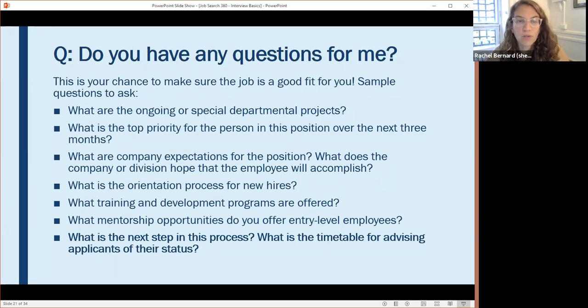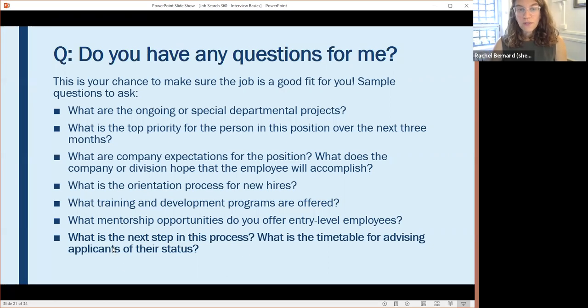So what's the orientation process for new hires? What's the onboarding process like? So you could gauge what that would be like there. What kind of training and professional development is offered, and mentorship? So these are all good questions. What would be the top priority for the next 3 months, 6 months, and first year of the role? So these are all good kinds of questions to ask. You definitely want to go into every interview prepared with at least 2 to 3 questions to ask.